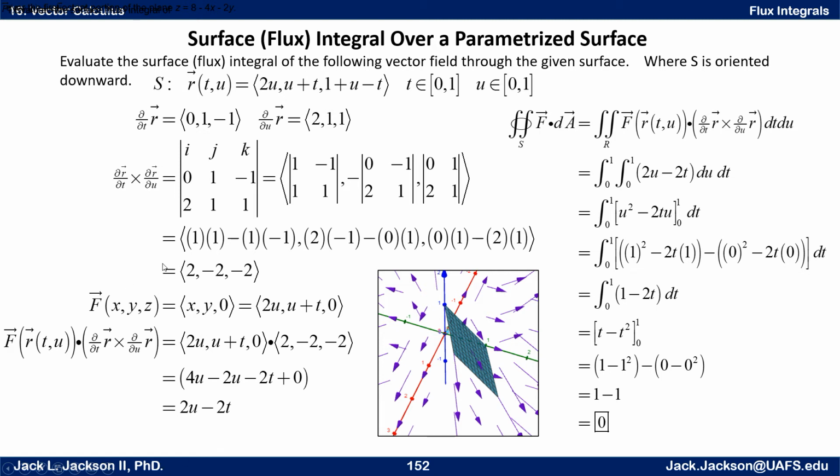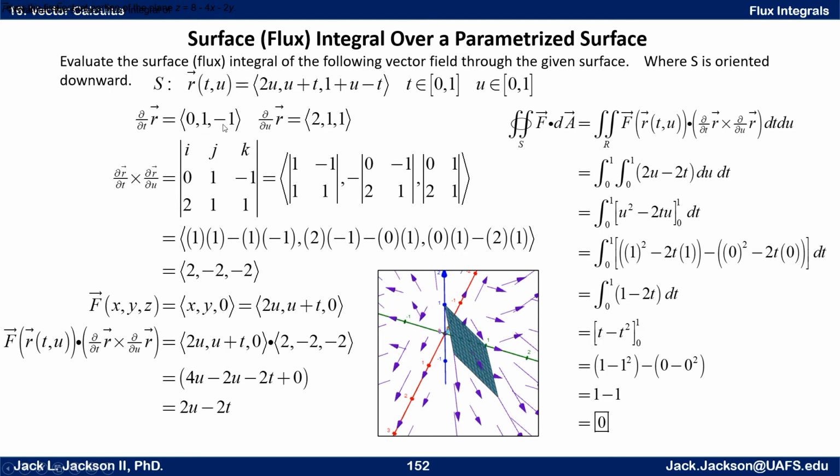So what we do here is we just do our parameterizations, right? So here's the S parameterization that was given. The partial derivative of that with respect to t: take the partial derivative of each component with respect to t. The derivative of 2u with respect to t is just 0. The derivative of u plus t with respect to t is 1. And the derivative of this last part is 0 plus 0 minus 1. So it's 0, 1, negative 1.